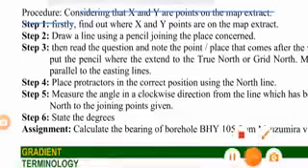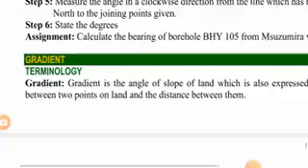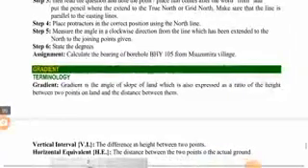Bearing is the amount of turn. Another thing is gradient. Gradient is the slope of the land, or the steepness of a slope. How is gradient measured? We measure gradient by saying gradient is equal to the vertical interval over the horizontal interval. Gradient is the steepness of a slope.